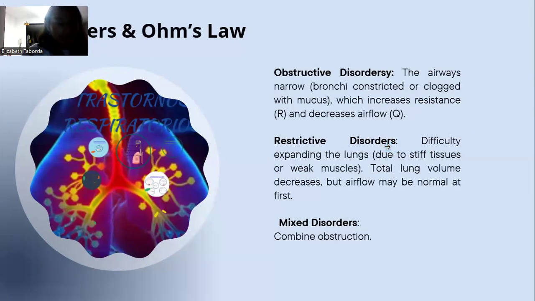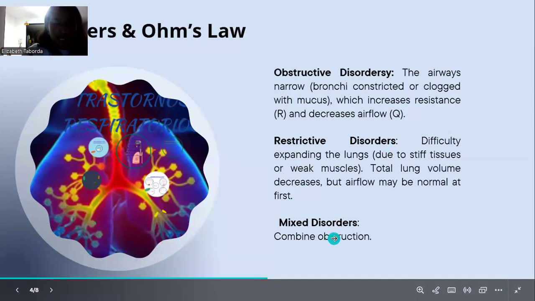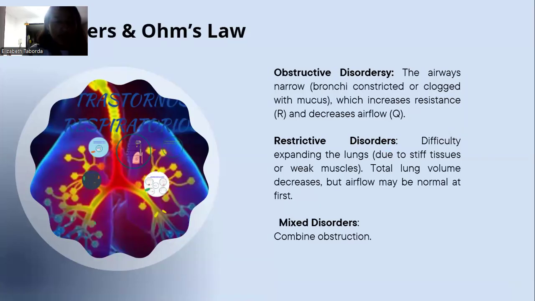In restrictive disorders such as pulmonary fibrosis, the lungs cannot fully expand. This reduces the total volume of air, although the flow may be normal at first. And mixed disorders combine both difficulty expanding the lungs and getting air to circulate through the airways.